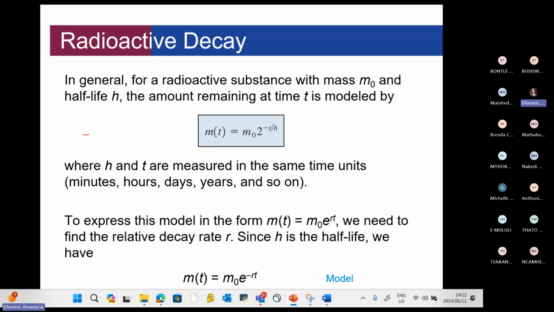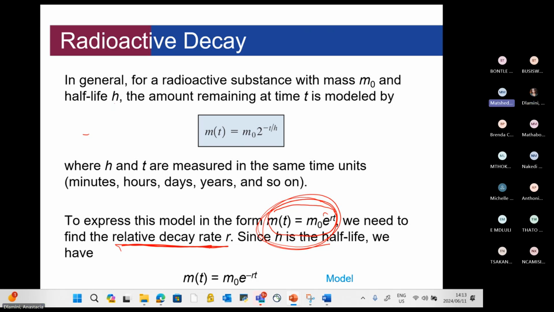So they're saying in general, for a radioactive substance with mass m0 and half-life h, the amount remaining at time t is modeled by this. Now, where h and t are measured in the same units, to express this model in terms of m(t) = m0 e^(rt), we need to find the relative decay. Meaning that once they give us the relative decay, we need to use something like this, but with a negative on top there. Are we together?